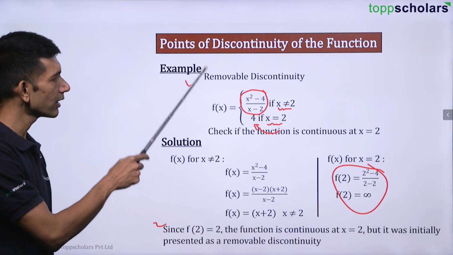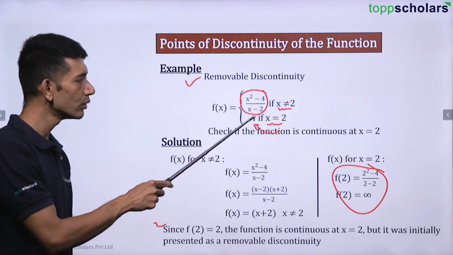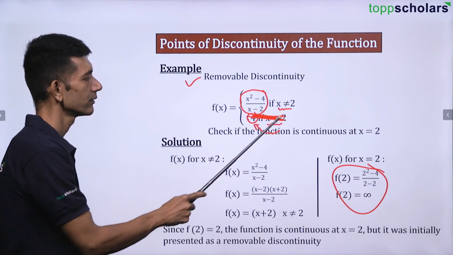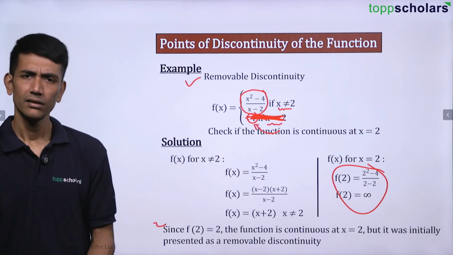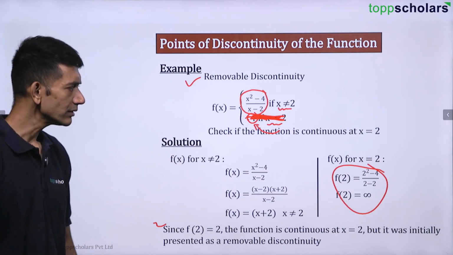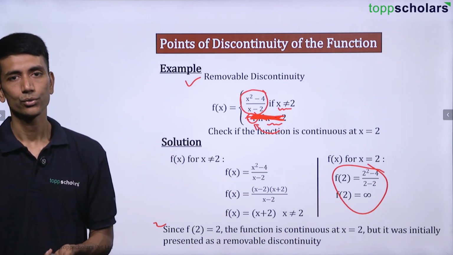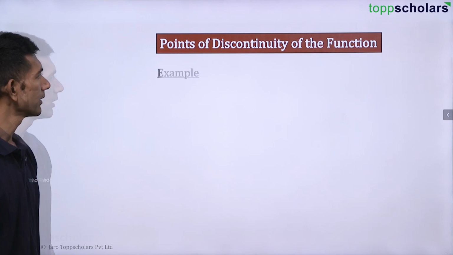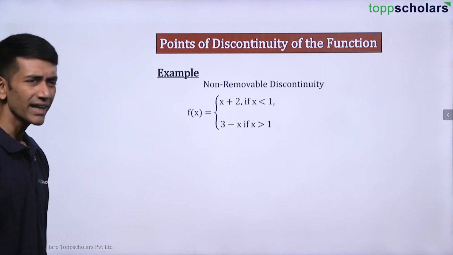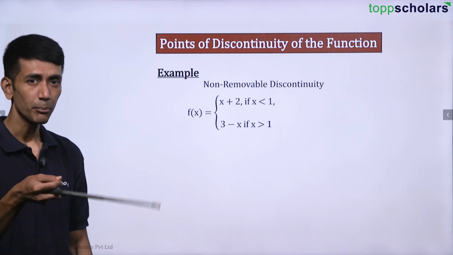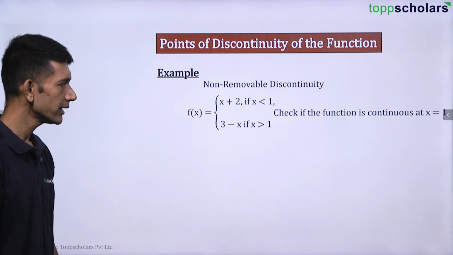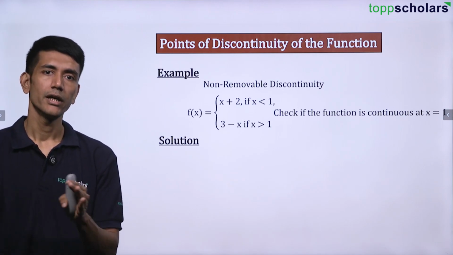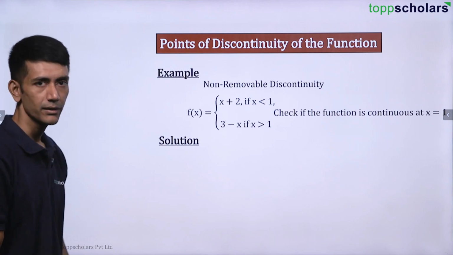Correct? But this is a removable discontinuity, because at 2 you have the value as 4. If they don't give you this, then definitely this particular function is discontinuous at x = 2. To fill that gap at x = 2, the value of the function is 4. Okay. Now non-removable discontinuity, as I told you, if there is a complete break in these two, that is the left hand limit and the right hand limit, and both of them are not equal, it is a non-removable discontinuity. Let us see how.